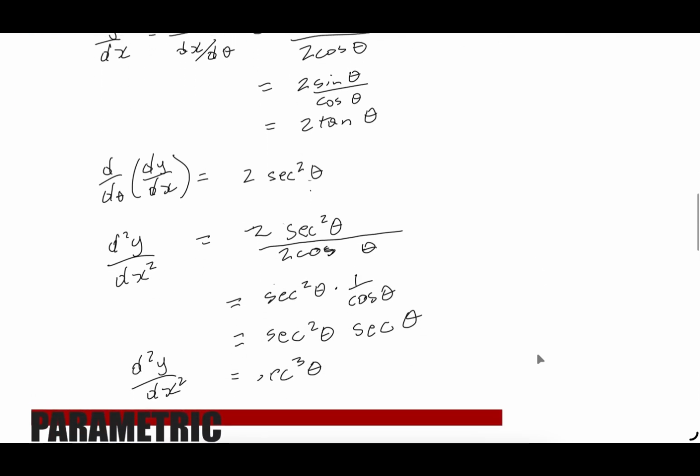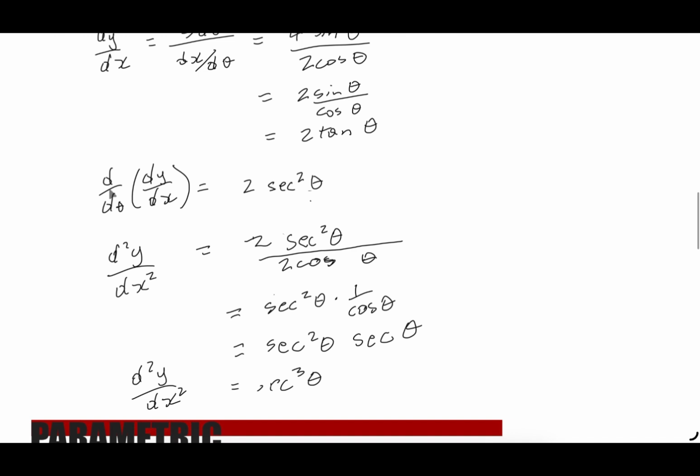Then I want to go to our second derivative. So we take d theta of dy dx for the top part, and that's going to be 2 secant squared theta, because the derivative of tan theta is secant squared theta. Then the second derivative, d squared y over dx squared, is going to be this d theta of dy dx divided by dx d theta, and dx d theta was 2 cos theta, so it's going to be 2 sec squared theta divided by 2 cos theta.